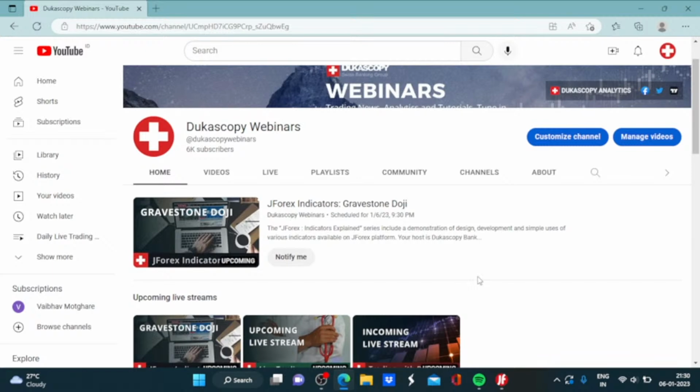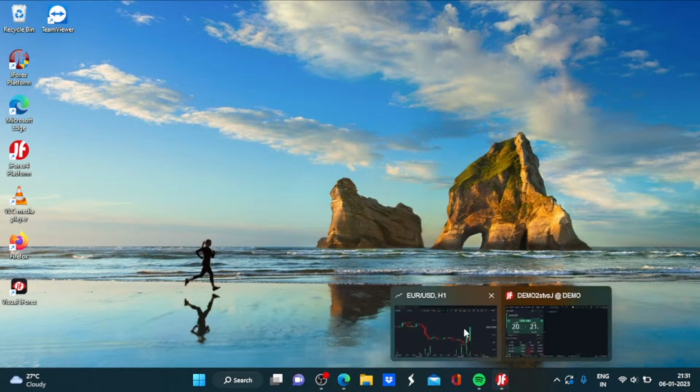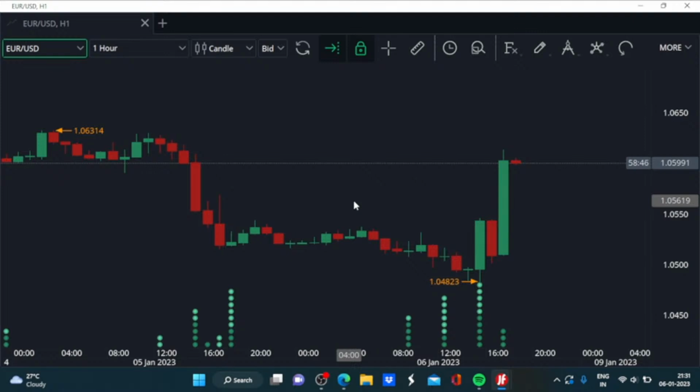This is your host Vaibhav for a session of JForex Indicators Explained, in which we will be looking at a pattern recognition to see how we can exploit the price dynamics to give us an optimum entry or even an exit point. So let us head to the JForex platform, the JForex 4, the newly released trading platform, to look at the concept, the possible uses, and also representative examples of a formation known as Gravestone Doji.